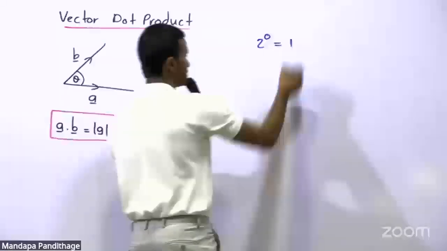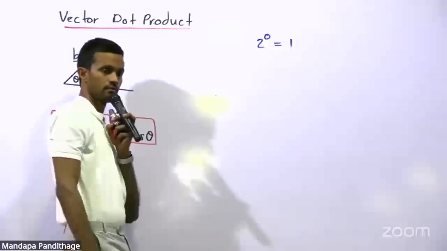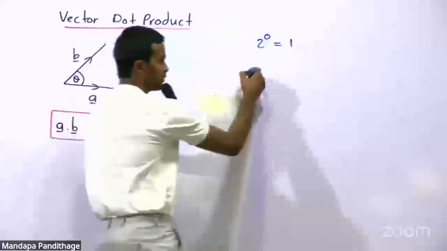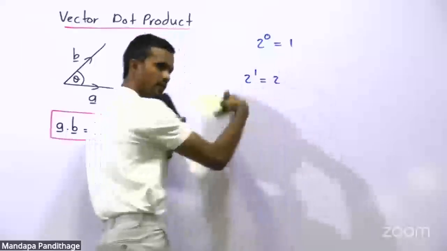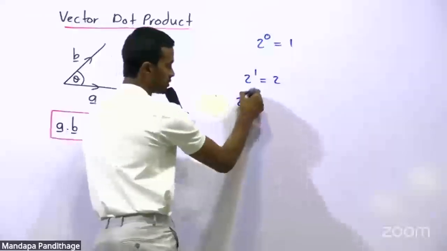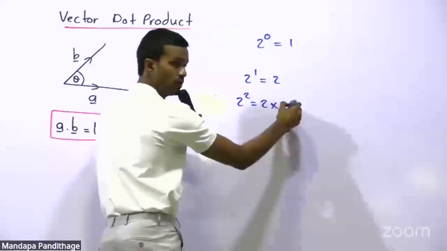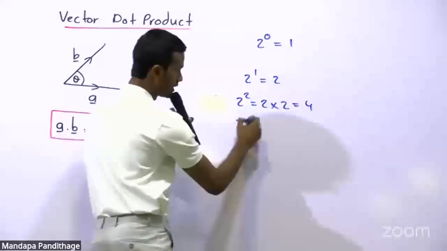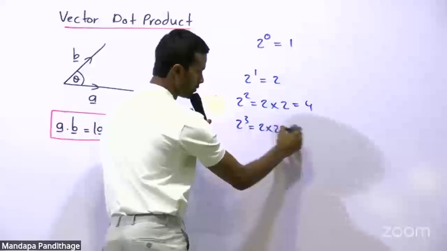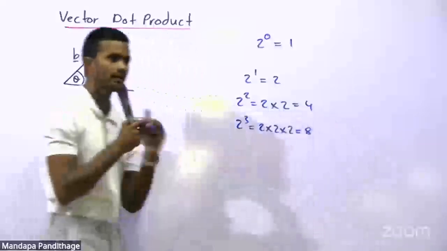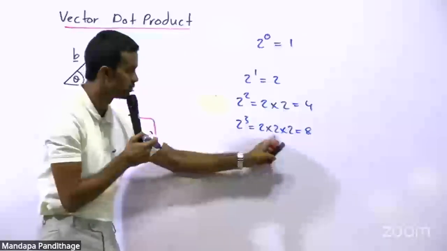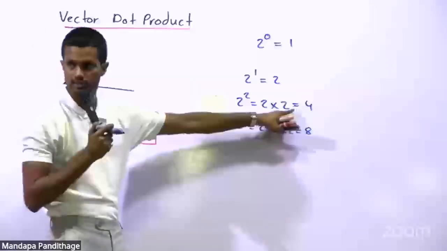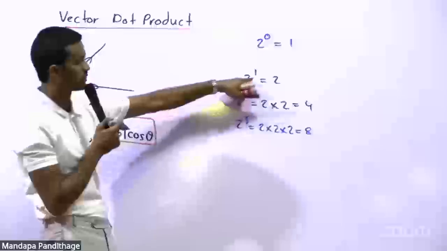2 to the power 0 is equal to 1. You can't prove this, because 2 to the power 1 is 2, 2 squared is 2 into 2, which is equal to 4, and 2 cubed is 2 into 2 into 2, which is 8. When there are 3 2's, it's 8. When it's 2 squared, there are 2 2's, it's 4. When it's 2 to the power 1, it's equal to 2.